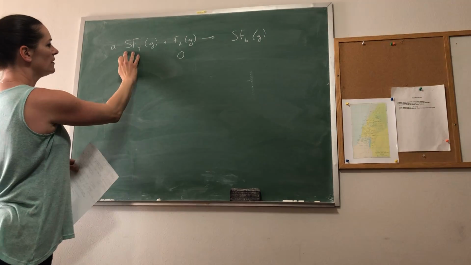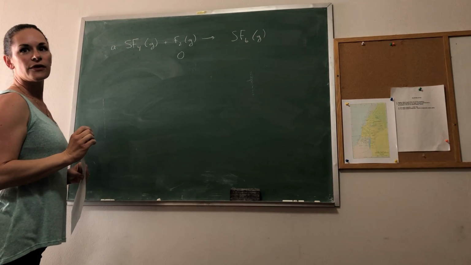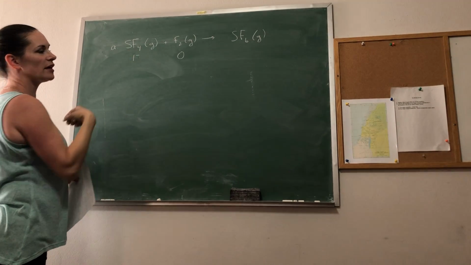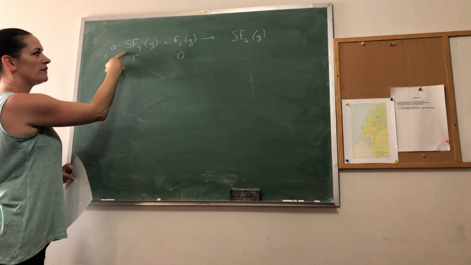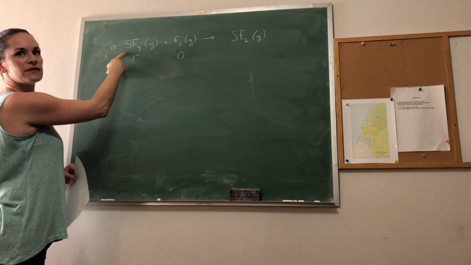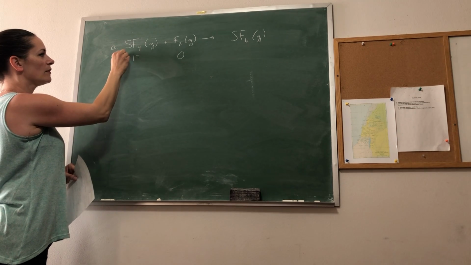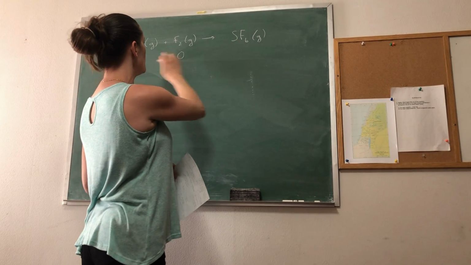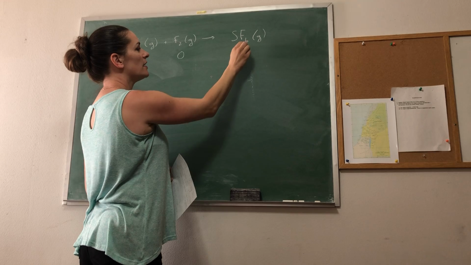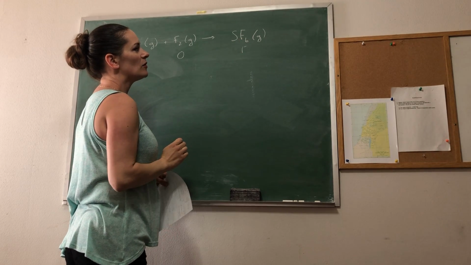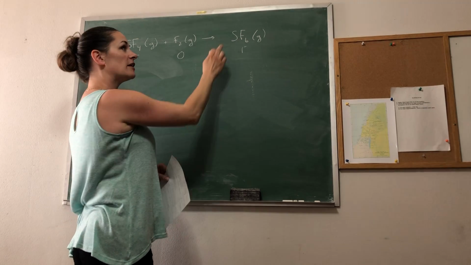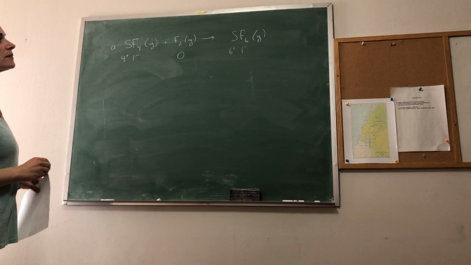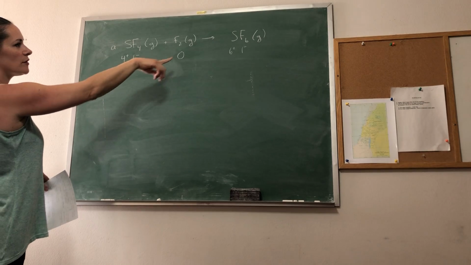What about this one? So in our rules, fluorine is always -1. So that's 4 negative ones. What does the sulfur have to be to balance this? +4. 4 plus. So over here, what do we have? Same thing, we know the fluorine's always -1. And so that's -6. In order to balance that, we need to have a +6. So, what happened to our sulfur?